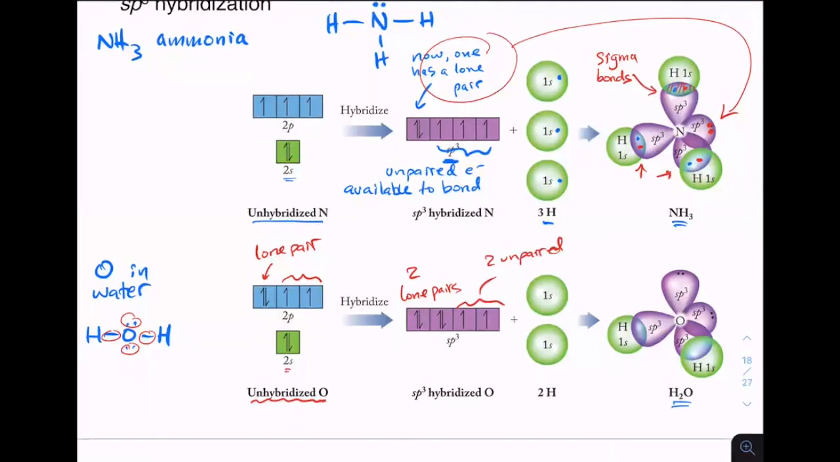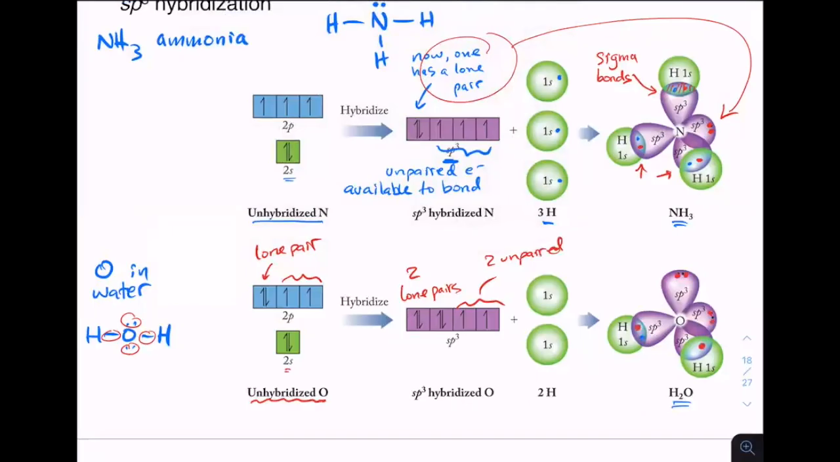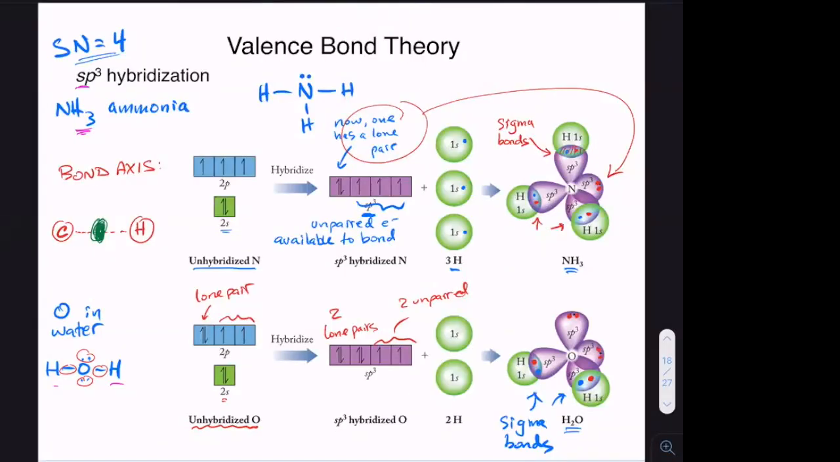It's still SN4, so it's still 4 sp3 hybrids, but now 2 of those hybrid orbitals hold the lone pairs, and the other 2 are involved in forming sigma bonds with the 2 hydrogens. And once again, these are all describing sigma bonds. We haven't gotten to pi bonds yet. So this was all with SN4.